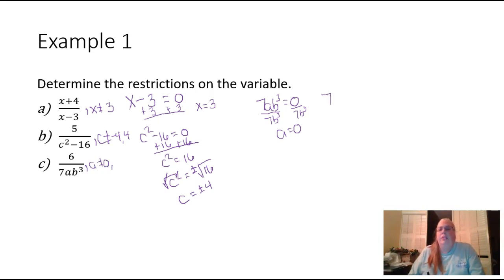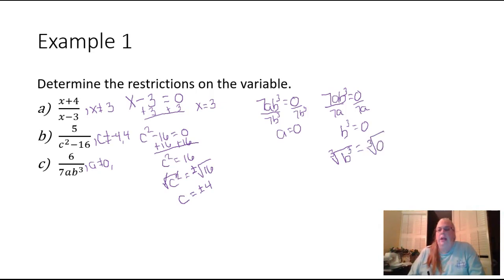Now I'm going to take the denominator once again and set it equal to 0, and I'm going to solve this one for b. So we're going to divide by 7a. We have b to the third equal to 0. How you uncube something is similar to the way that you unsquare something. We're just going to cube root both sides, like so.